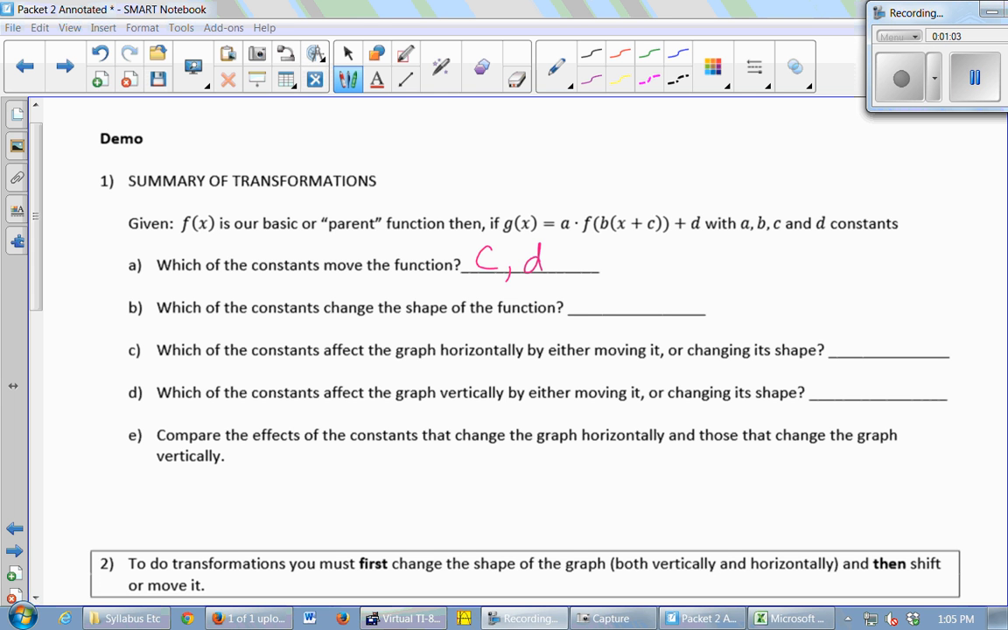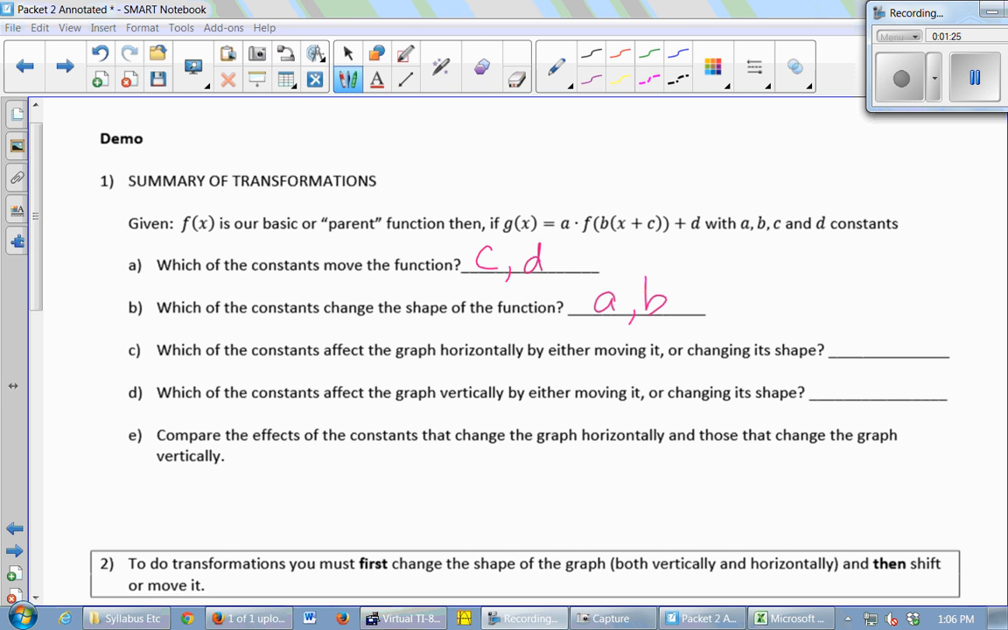All right, which constants change the shape of the function, as in stretching or shrinking it? B and A. A is going to change the shape by vertically stretching or shrinking. B is going to change the shape by horizontally stretching or shrinking.